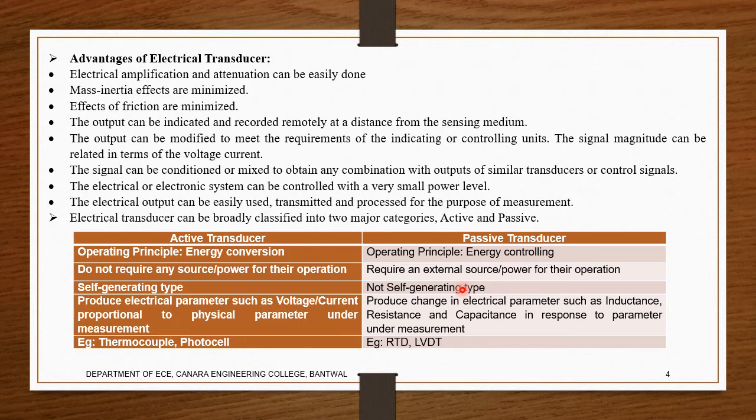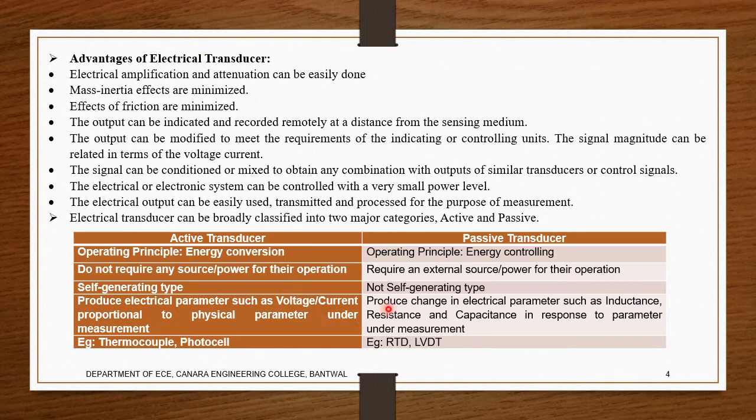Next, active transducers produce electrical parameters such as voltage and current proportional to the physical parameter under measurement. The voltage and current are produced according to the physical parameter being measured. For example, if pressure or strain is applied to the sensor at the input, a similar variation is given as the output.